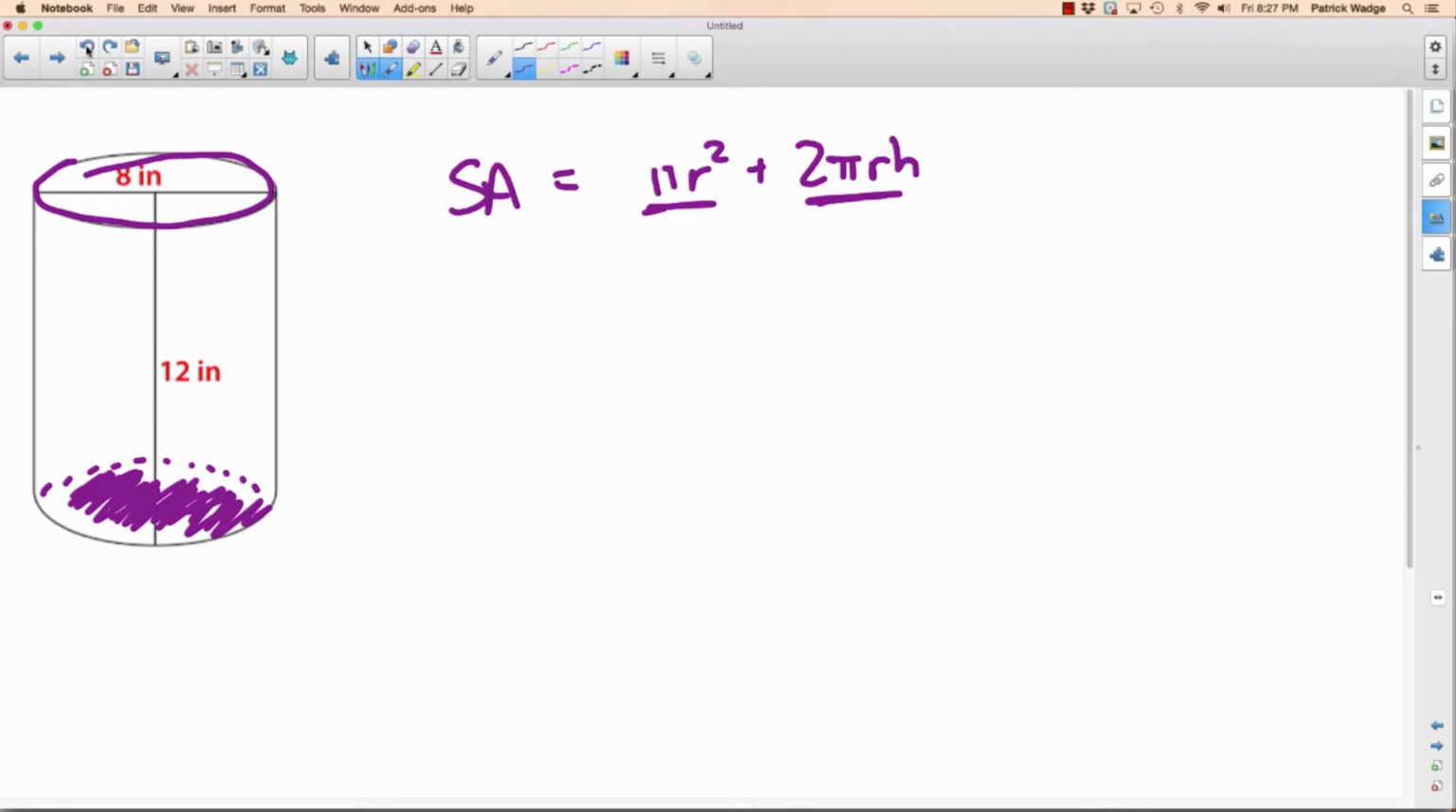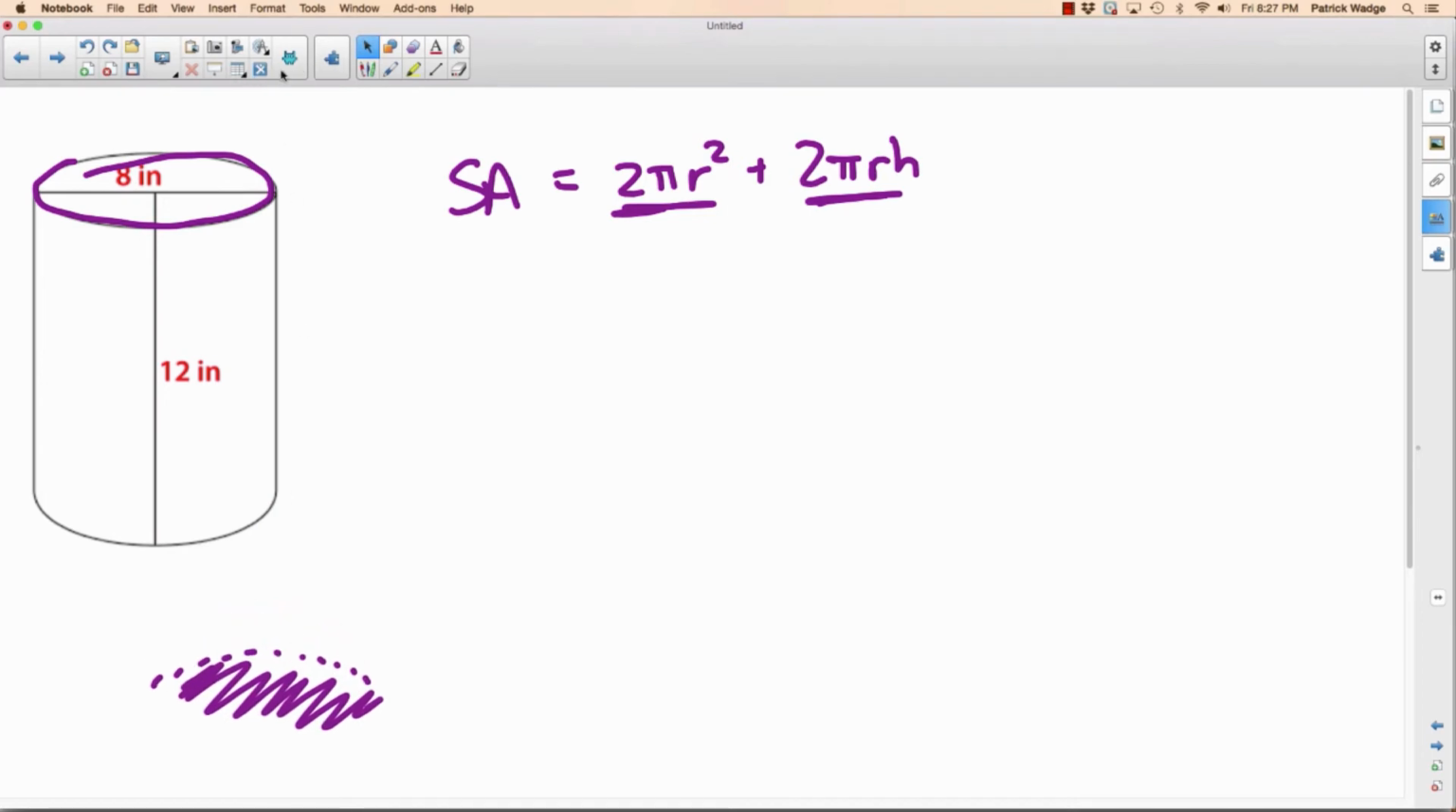Okay, similarly, what if I told you that this one down here also wasn't actually here? So it's a completely open tube. It's a toilet paper roll with no paper on either end. Would that impact this? No, that's the soup label or the toilet paper roll. Would that impact this? Yeah, that's both circles and we don't have any. So now this would be the whole formula. By the way, this is called the lateral area, but you don't have to worry about that. But that part there is called the lateral area.